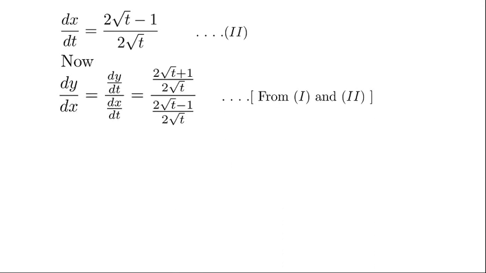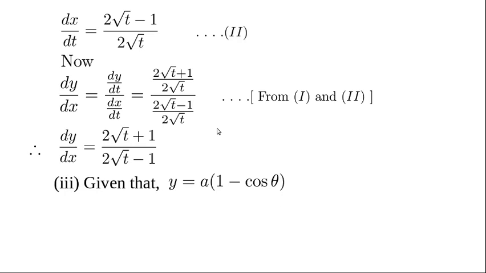Again, we make use of the same formula dy by dx equal to dy by dt upon dx by dt, and that's equal to 2 root t plus 1 upon 2 root t divided by 2 root t minus 1 upon 2 root t. These 2 root t's get cancelled, and we get dy by dx equal to 2 root t plus 1 upon 2 root t minus 1.